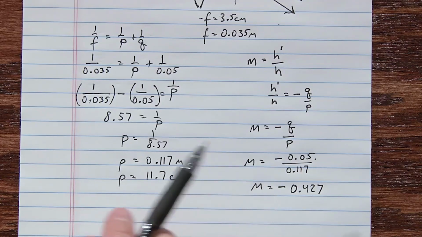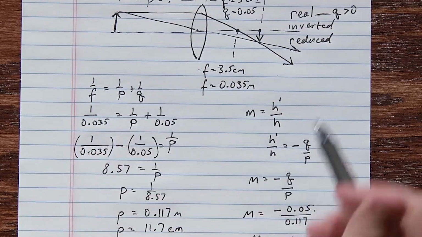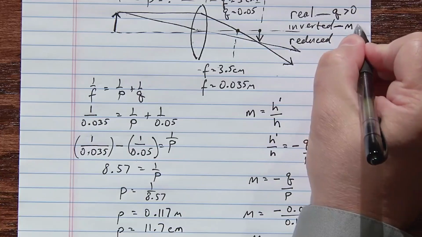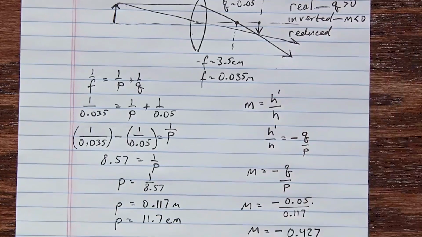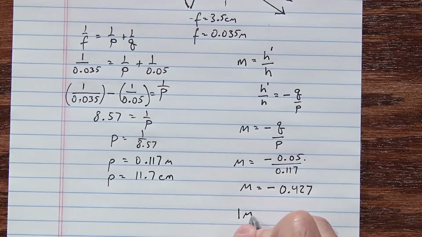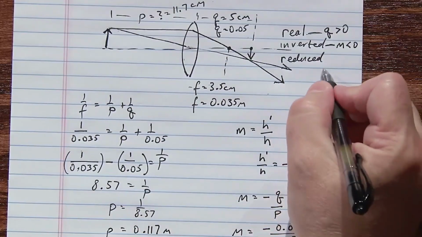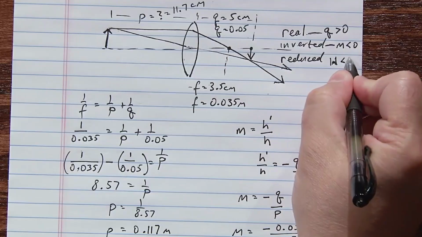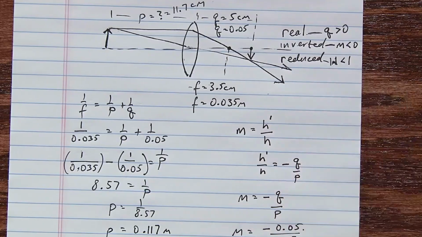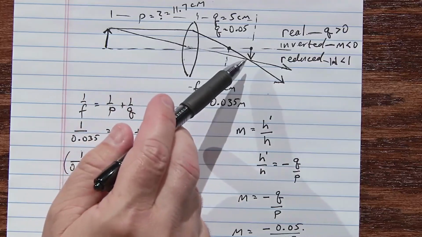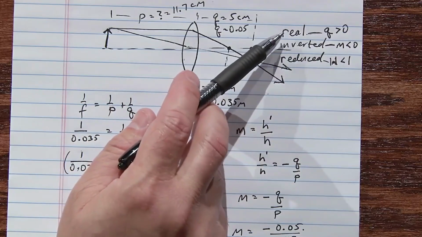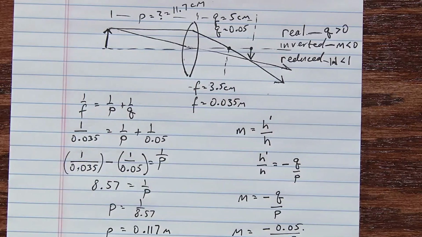The magnification is negative, which is consistent with inverted. So inverted is consistent with m less than 0. The absolute value of m is equal to 0.427, and the absolute value of m is less than 1. So that is consistent with a reduced image. Absolute value of m less than 1 is consistent with reduced. So both our diagram and our calculations tell us that we have a real, inverted, and reduced image. So that is how we find an image with a converging lens.